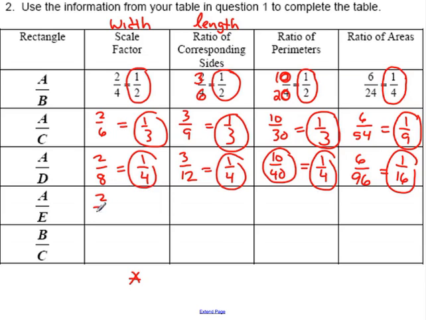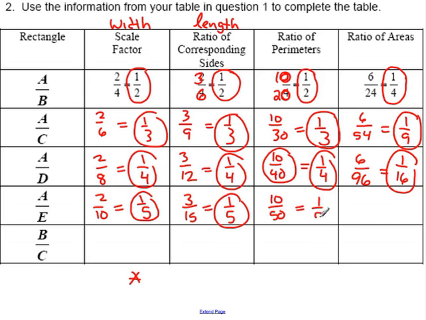Let's try this. We have 2/10, which is 1/5. We have 3/15, which is 1/5. We have 10/50, which is 1/5. And we have 6 over 150. That's not 1/5, but it's 1/25.